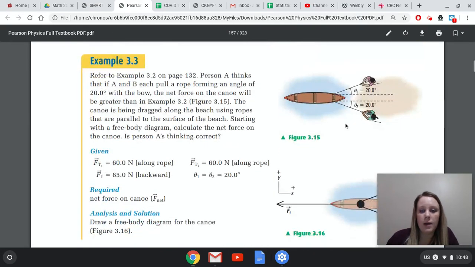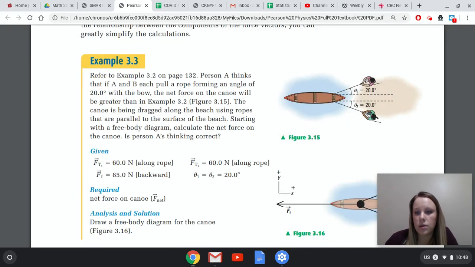3.3. Now we have two people pulling the canoe at an angle. So this is where we want to use our skills from Unit 1 to break these force vectors up into the components. So into an X direction and a Y direction.